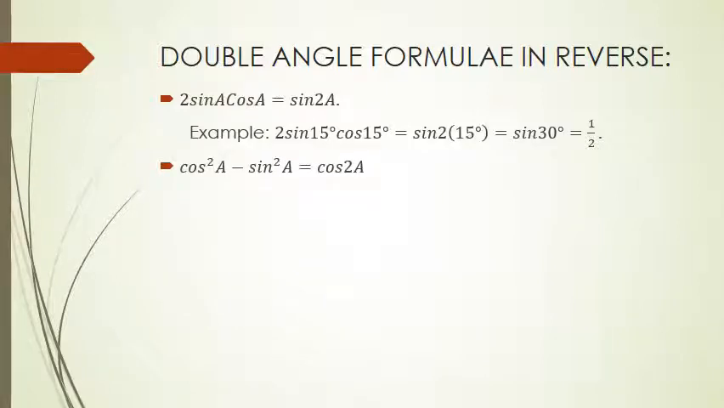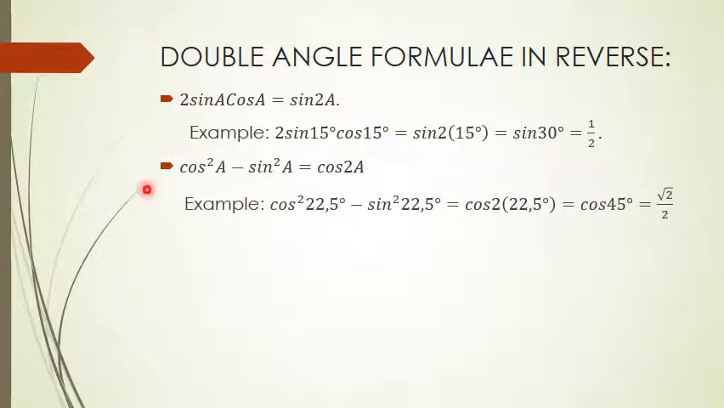The one for the cosine: cos squared A minus sine squared A equal to cos 2A. Example, cos squared 22,5 degrees minus sine squared 22,5 degrees. Observe that the angle must be the same here and here. So that simplifies to cos 2 times 22,5 degrees, and multiplying out we get cos 45 degrees. Again, this is a special angle, so its value is square root of 2 over 2.